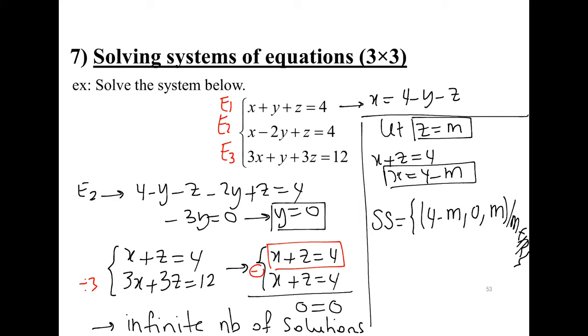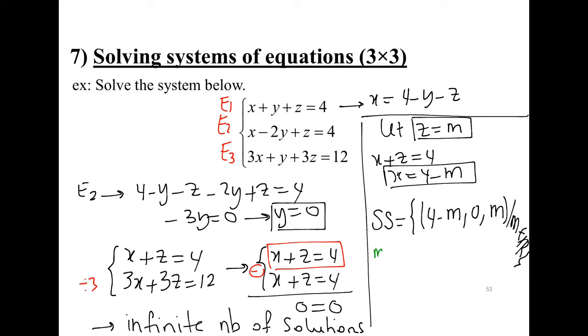Okay, so what does this really mean? It means that the solutions of the system, the triplets x, y, and z that satisfy the system, are all in this form for any value of m. Since m can take an infinite number of values, we can have an infinite number of triplets all fitting into this pattern.